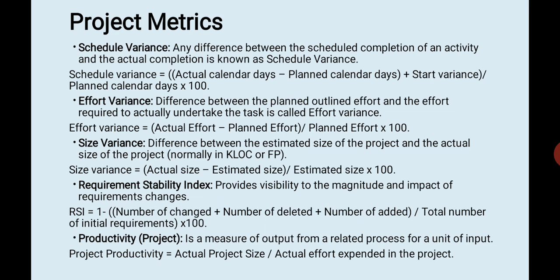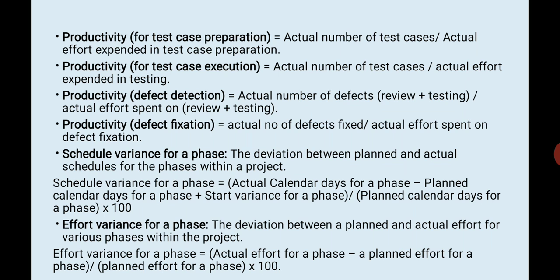Next is productivity of the project. It is a measure of output from a related process for a unit of input. Project productivity is equal to actual project size divided by actual effort expended in the project. Next we come to productivity of test case preparation. This is actual number of test cases divided by actual effort expended in test case preparation. Productivity for test case execution: actual number of test cases divided by actual effort expended in testing.